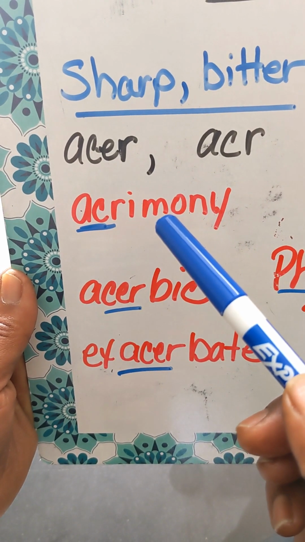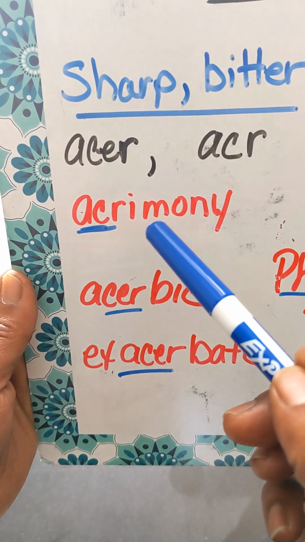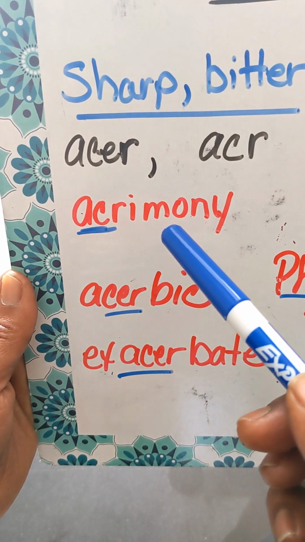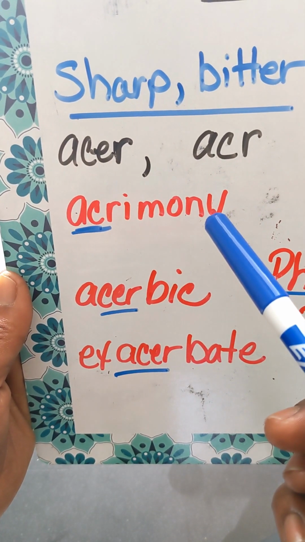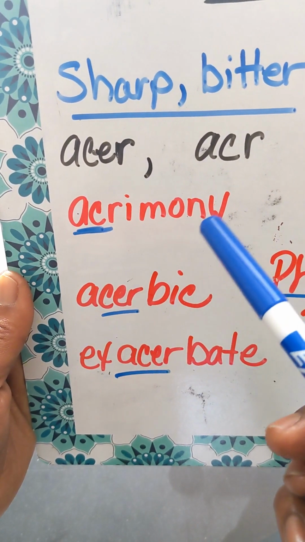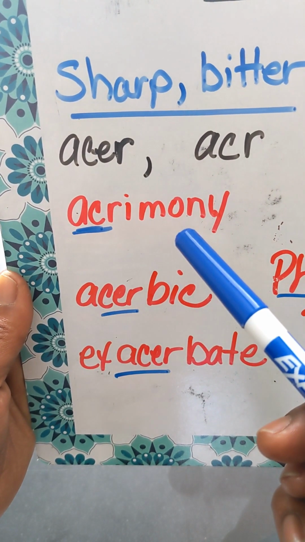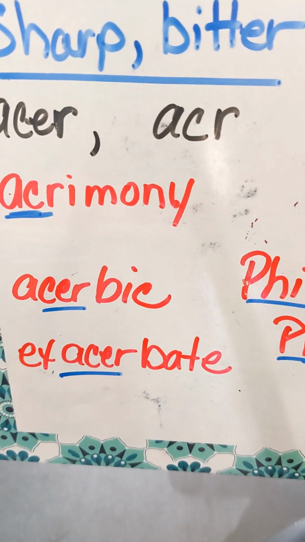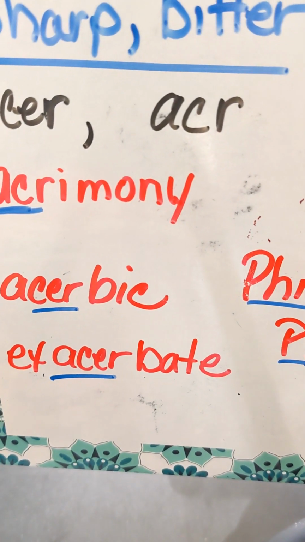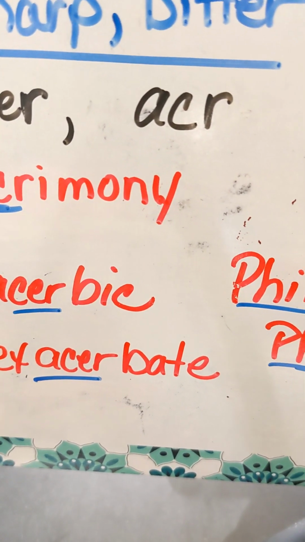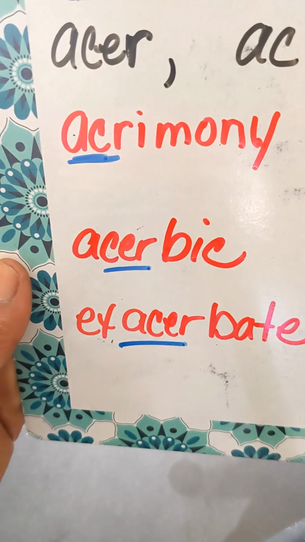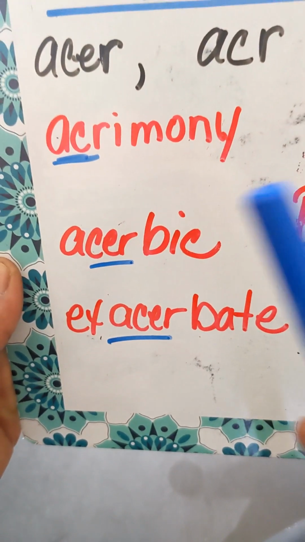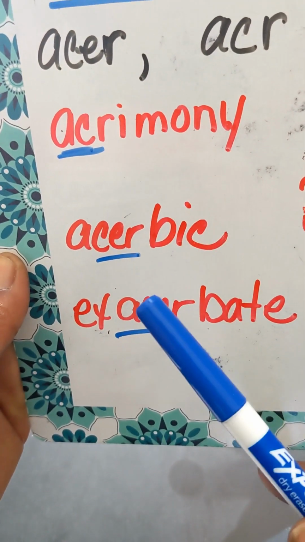Now, as a side note, mony is a suffix. It comes from Latin also. It is Latin for a situation, function, a state, or role. That's basically it. That's what the suffix mony means. Okay, let's move on to another example of an ACR root word.